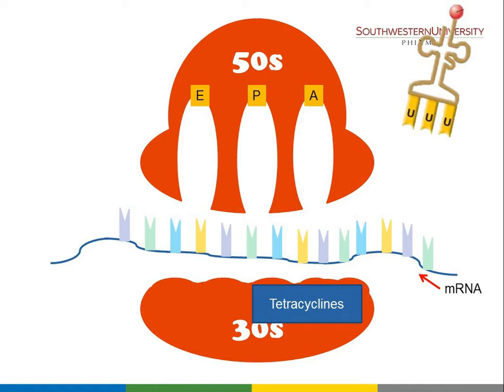So again, remember class that tRNA is actually bringing your amino acid to the ribosomes, right? So by blocking this process, it only acts as a bacteriostatic and not a bactericidal. So it inhibits the growth of bacteria and not killing the bacteria itself.